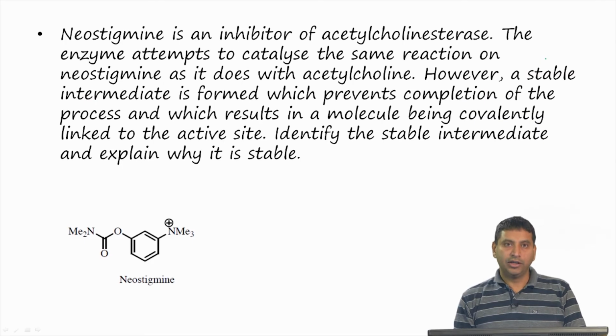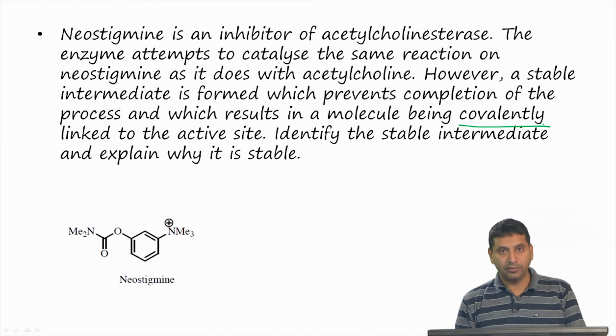Next question is, neostigmine is an inhibitor of acetylcholine esterase. The enzyme attempts to catalyze the same reaction on neostigmine as it does with acetylcholine. However, a stable intermediate is formed which prevents the completion of the process and which results in a molecule being covalently linked to the active site. Identify the stable intermediate and explain why it is stable.